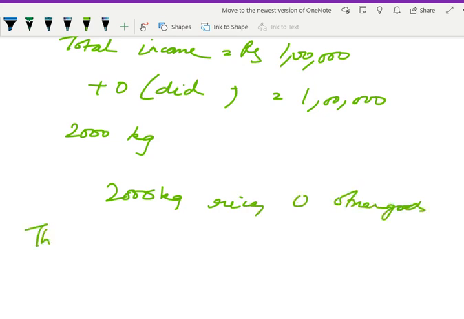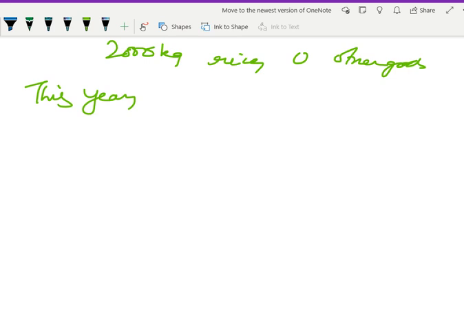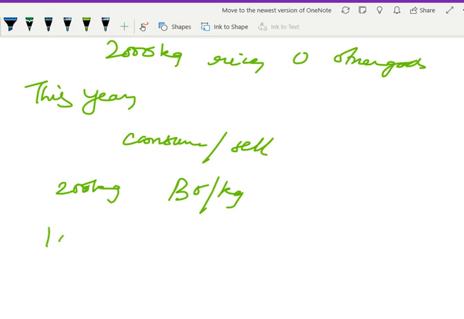Now this year, she has the option to consume or sell the 2000 kg again, but at rupees 30 per kg. The total value of resources is 1 lakh pension plus 60,000, so if she sells all rice it will be 1,60,000. Now she has more flexibility. She can choose to consume the same bundle, 2000 kg and 0, but she won't, because she can get a better bundle of higher value. So she is better off this year.